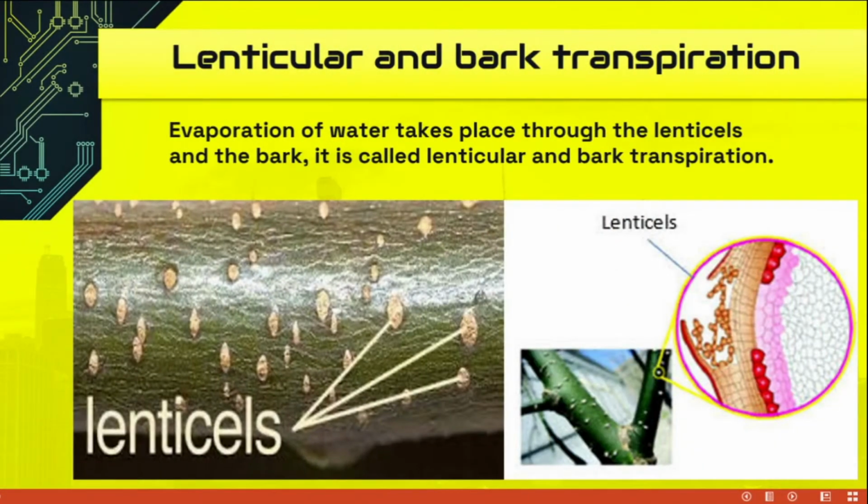Next, lenticular and bark transpiration. Evaporation of water takes place through the lenticels. They are found on the entire plant, especially the stems. They are nothing but minute holes. Through the holes, transpiration takes place. Look at the picture, you will understand very clearly. Lenticels are found in the stems.